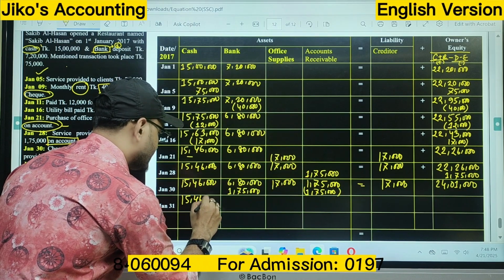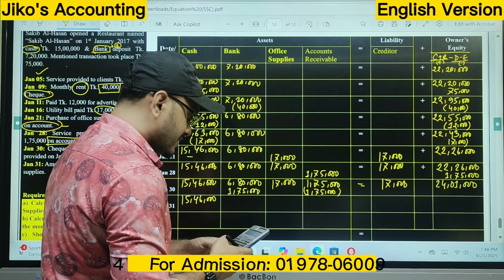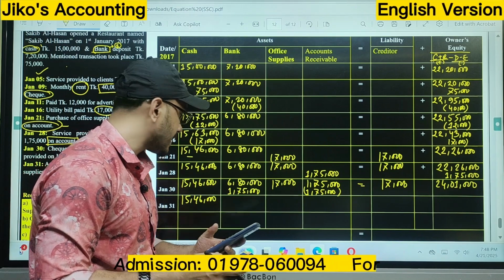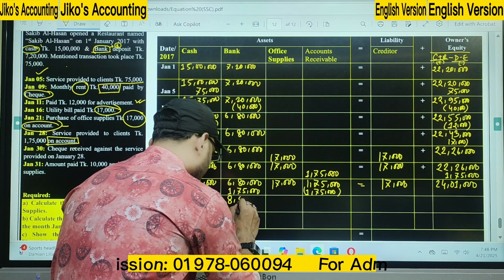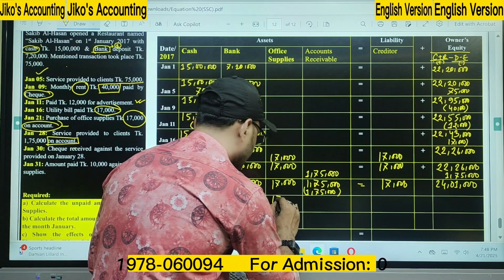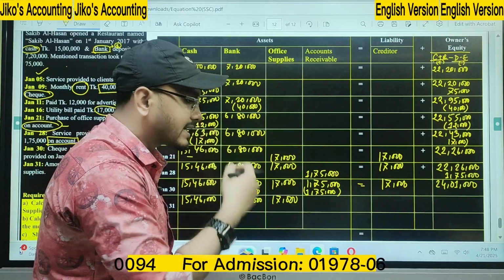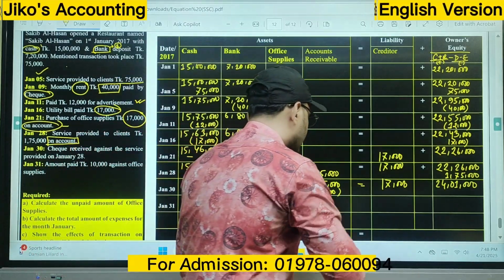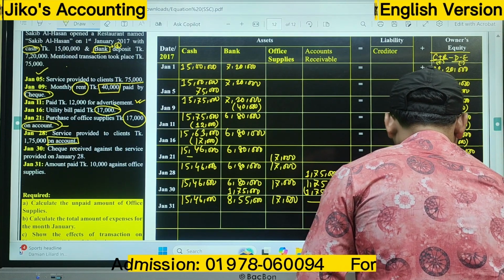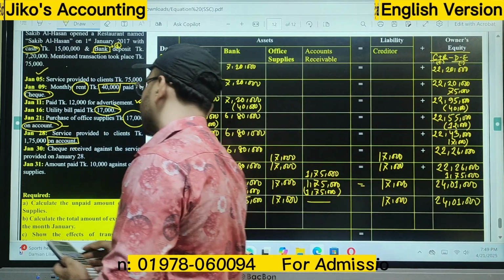15 lakh 46,000. Now add this 6 lakh 80,000 plus 1 lakh 75,000. What is our total amount here? 8 lakh 55,000 taka. Then 17,000 taka. As my debtor has already paid me, I can't claim any amount from him. That indicates the reduction of the receivable. Here the amount is 17,000 and here is 24 lakh 1,000. Is it okay, sir?